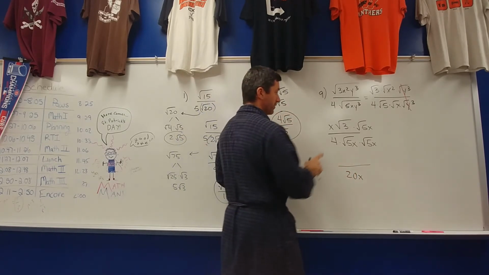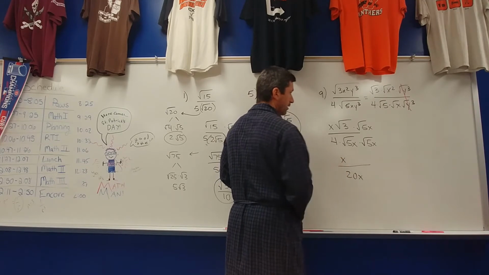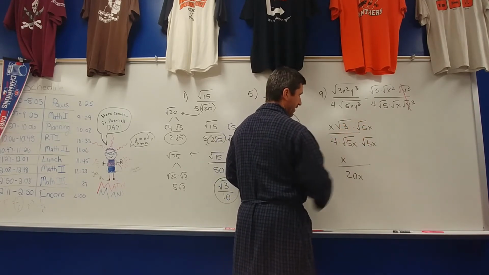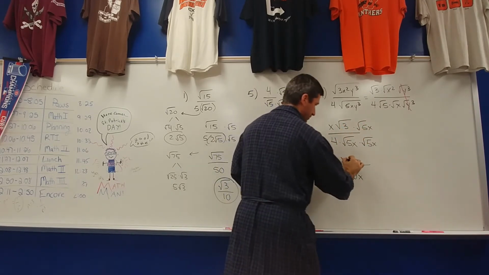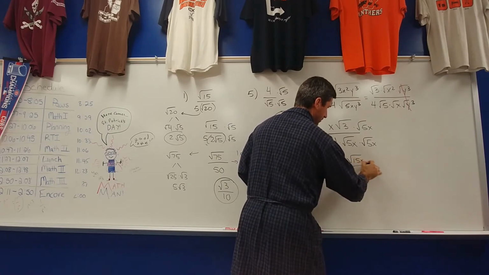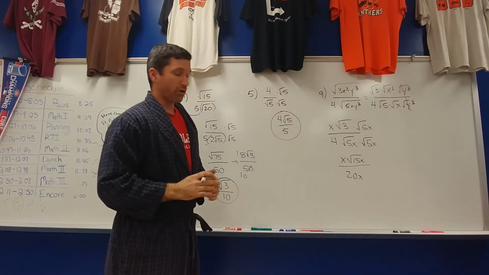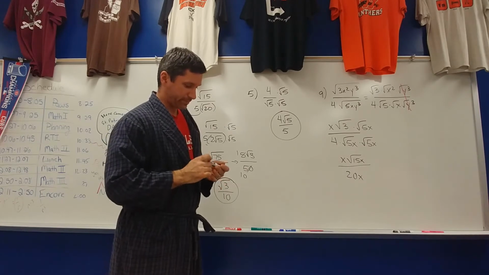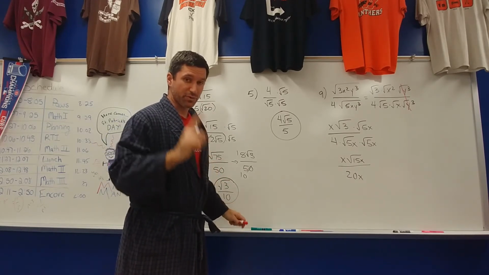Now on the top, we've got an x, and then you've got radical 3 times radical 5x, so that's radical 15x. Like that. Are we done yet, is the question. I hope you're saying no to yourself. There's one more thing you can do.